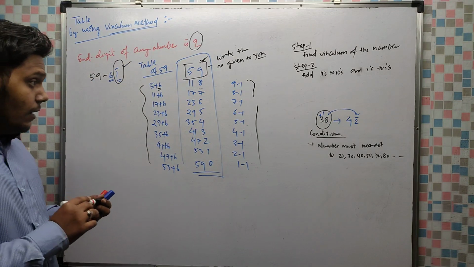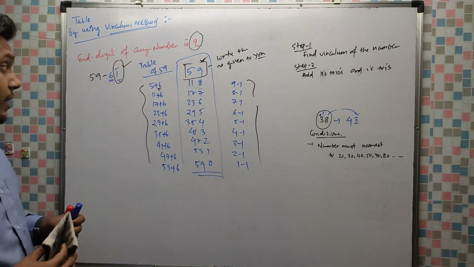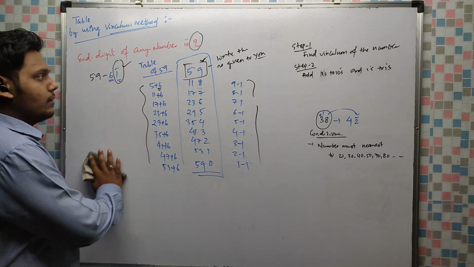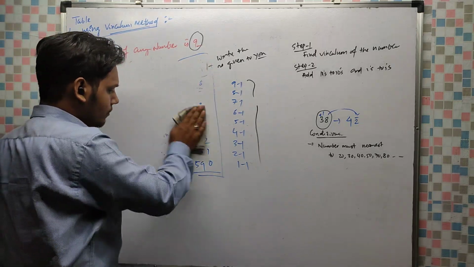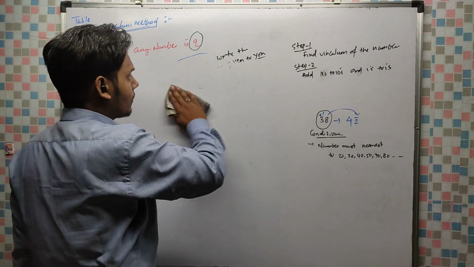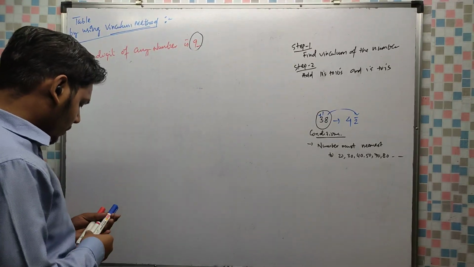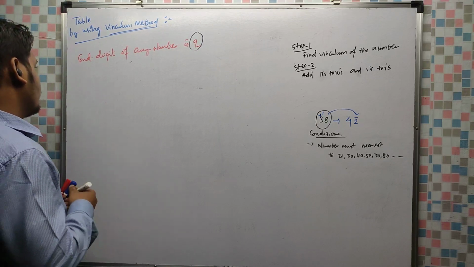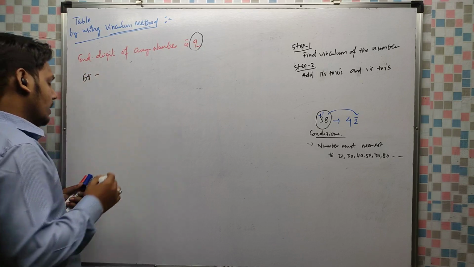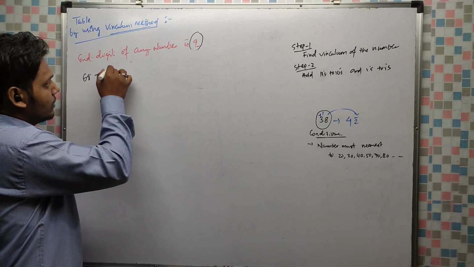Okay, now some more will do. End digit 8 and end digit 7. Suppose it is given that 68. 68 can be written in the form of 72 bar.